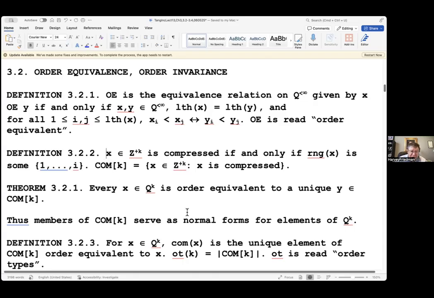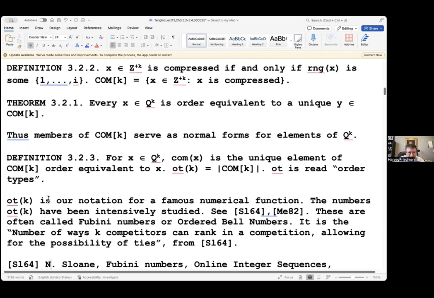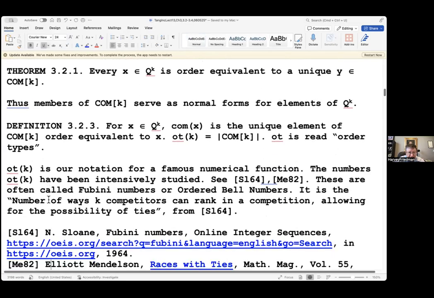Now, every x in Q^k is order equivalent to a unique y in Com k. That's an exercise, and that's the essential point. That's a unique collection of representatives. Just saying that the range is an initial segment of the positive integers. All right. So the elements of Com k serve as normal forms for the elements of Q^k.